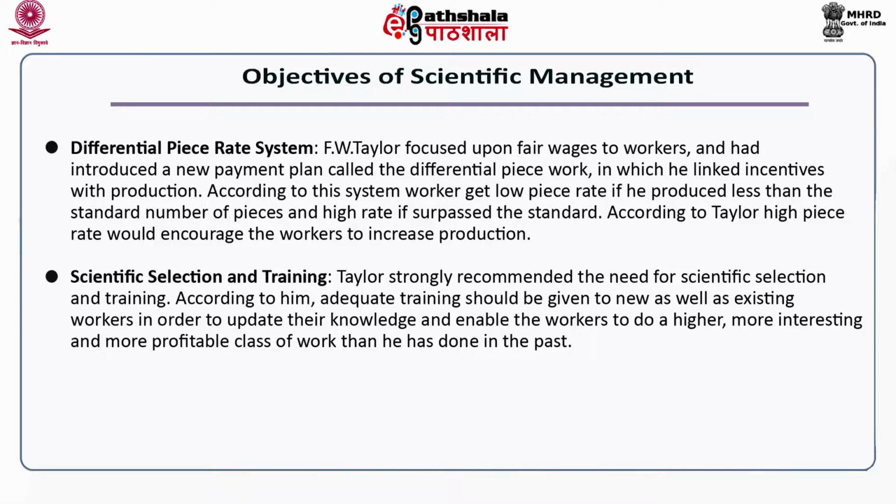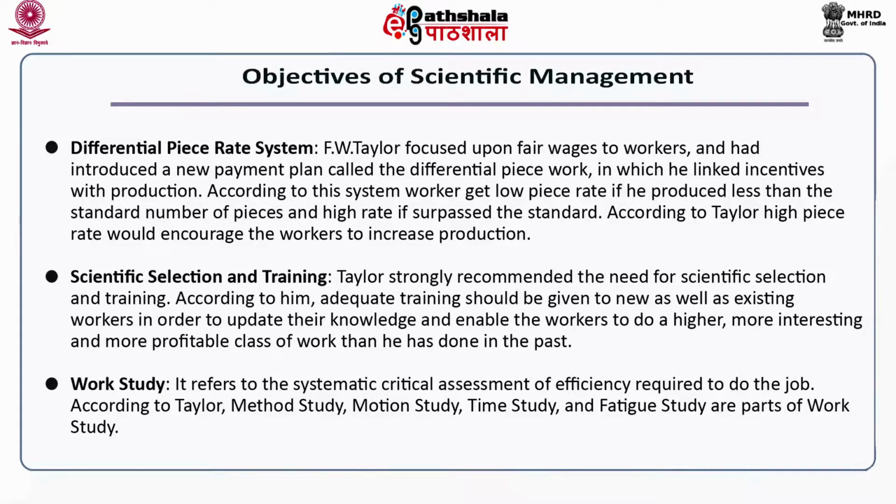Number 3, scientific selection and training. Taylor strongly recommended the need for scientific selection and training. According to him, adequate training should be given to new as well as existing workers in order to update their knowledge and enable the workers to do a higher, more interesting and more profitable class of work than he has done in the past. Number 4, work study.